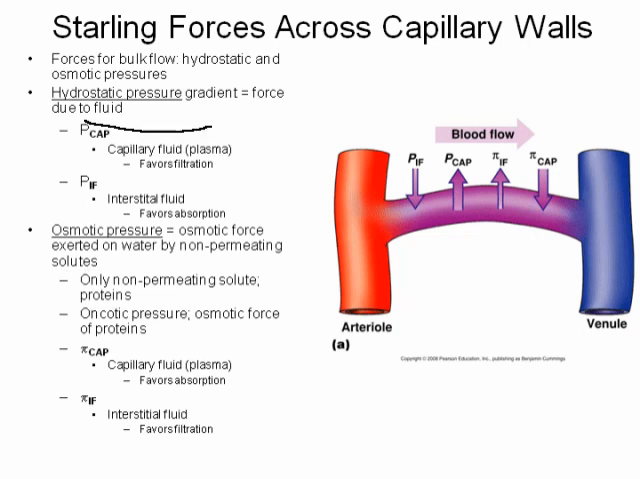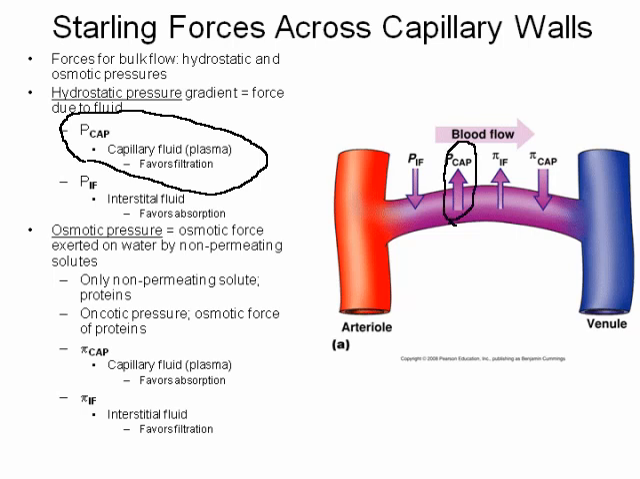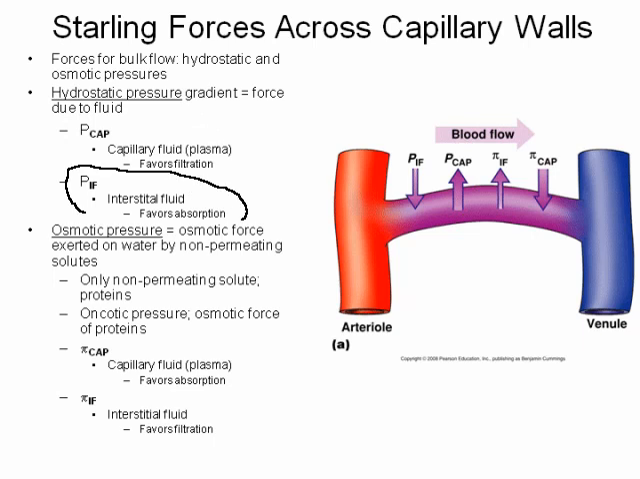So we have two types of pressure, hydrostatic and osmotic. But we have two areas. We have the capillary fluid, or the plasma, and we have the extracellular fluid outside the capillary, or the interstitial fluid. So the hydrostatic pressure in the capillary, due to the blood pressure, and then the hydrostatic pressure due to the interstitial fluid.